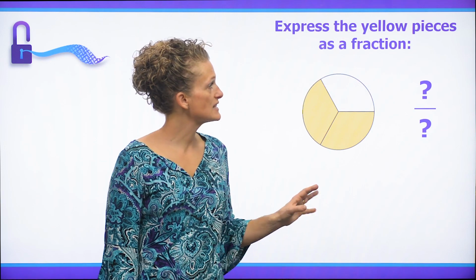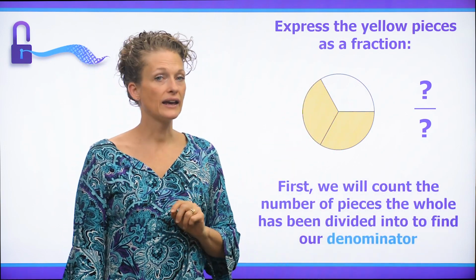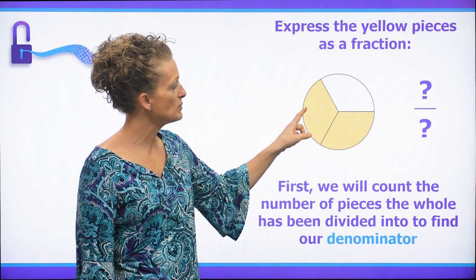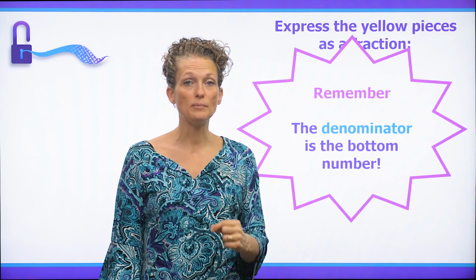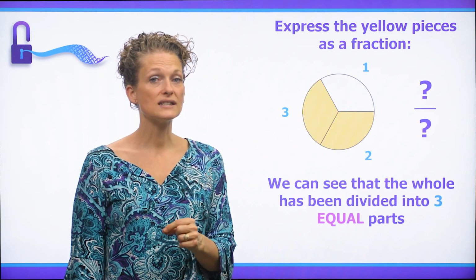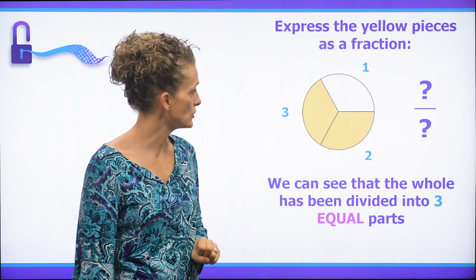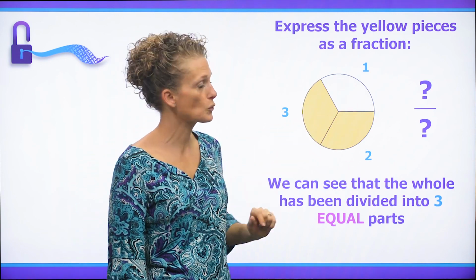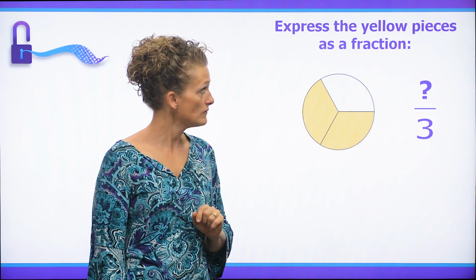All right, so express the yellow pieces as a fraction. Here we have this circle, and we need to know how many pieces it is divided into. Remember, the denominator is the bottom number, which represents the number of equal parts the whole is divided into. So we count 1, 2, 3. Our denominator is going to be 3.